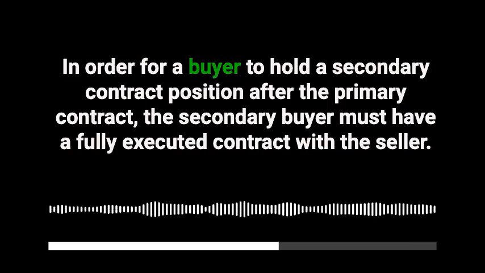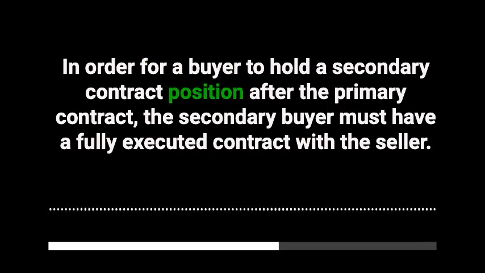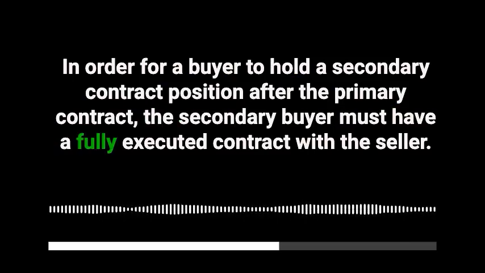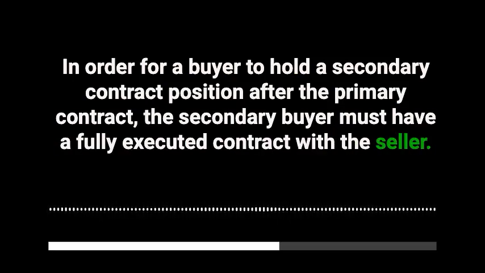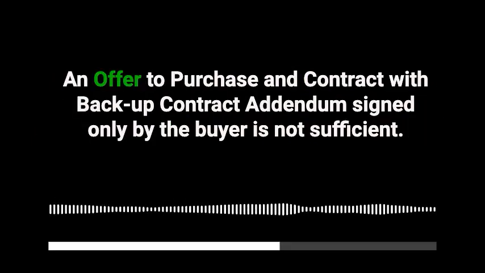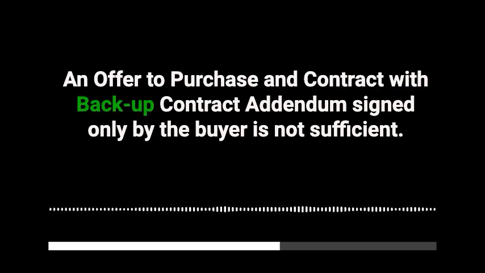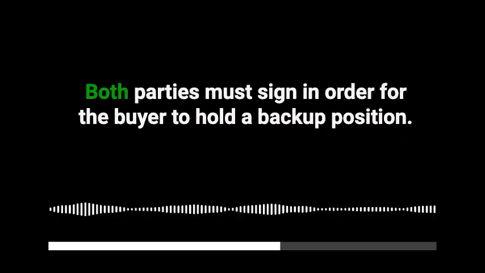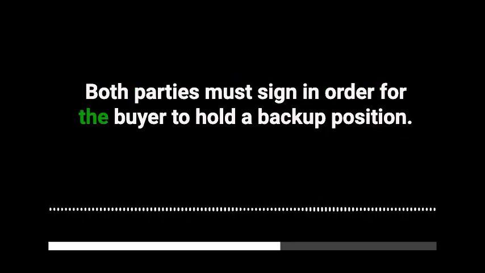In order for a buyer to hold a secondary contract position after the primary contract, the secondary buyer must have a fully executed contract with the seller. This would include the offer to purchase and contract with the backup contract addendum. An offer to purchase and contract with backup contract addendum signed only by the buyer is not sufficient. Both parties must sign in order for the buyer to hold a backup position.